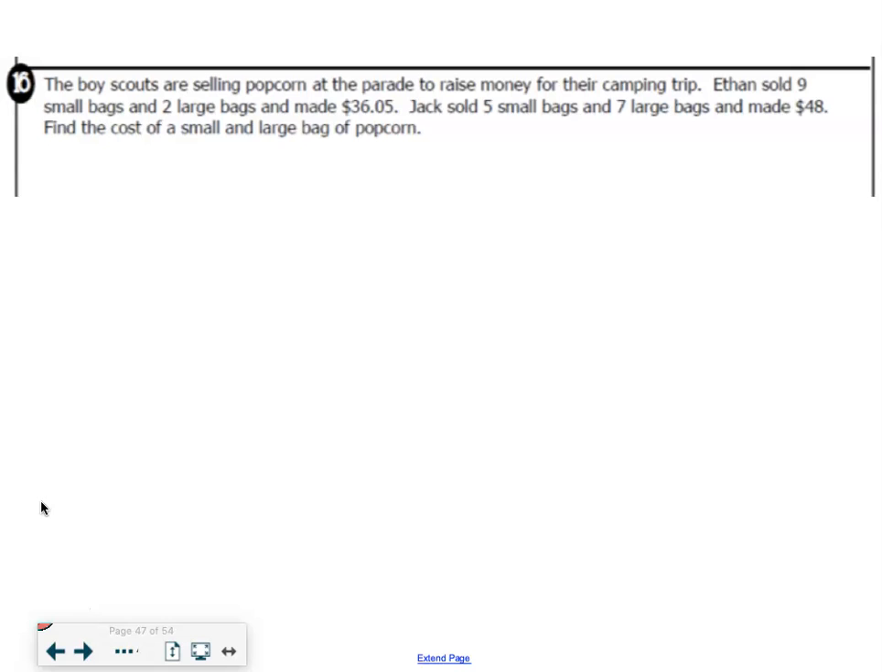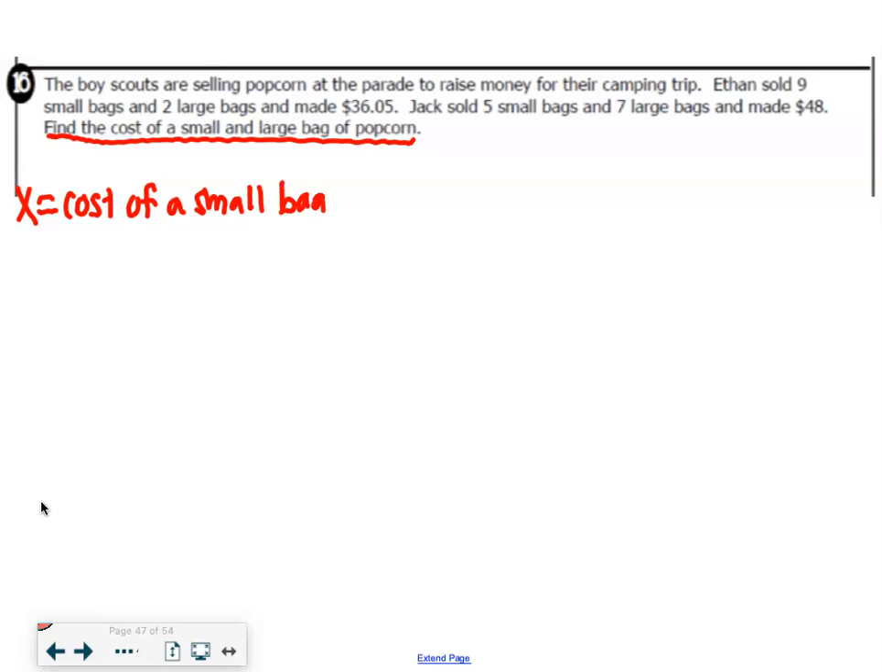Okay, so remember, we first have to figure out what our variables mean, and that's always going to be like this last part. Find the cost of a small and large bag. So I'm going to have X equals the cost of a small bag. And I'm going to have Y equal the cost of a large bag. And yes, you do have to write this out because otherwise you'll probably get confused when you plug back in to say how much each was. So just take the 3 seconds and just write out what X and Y equals.